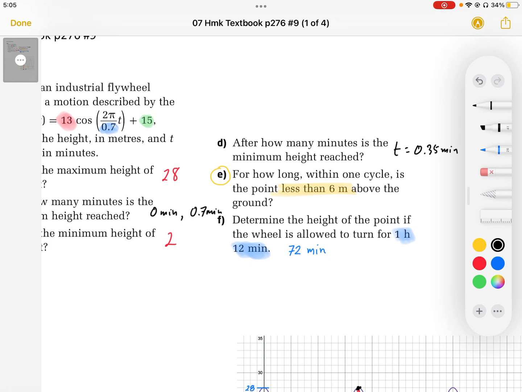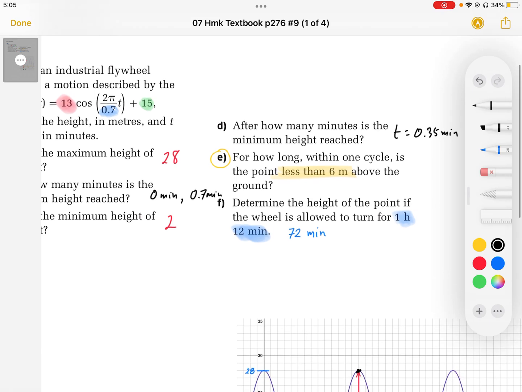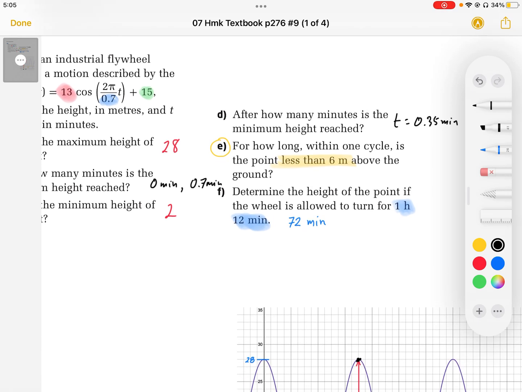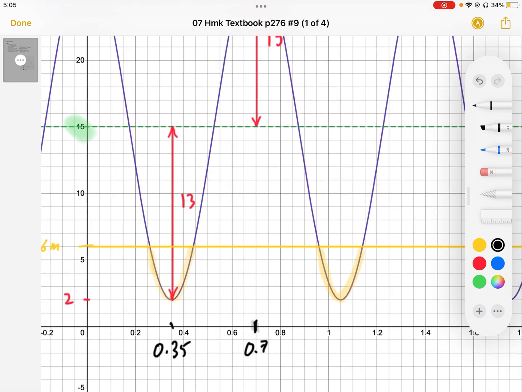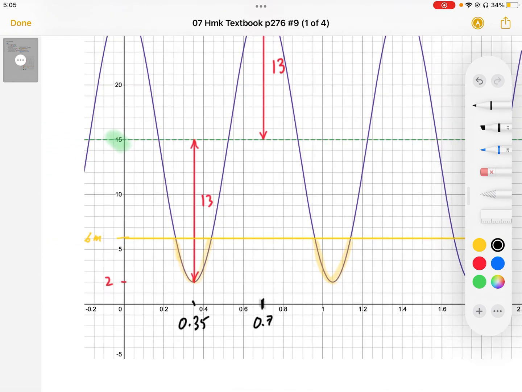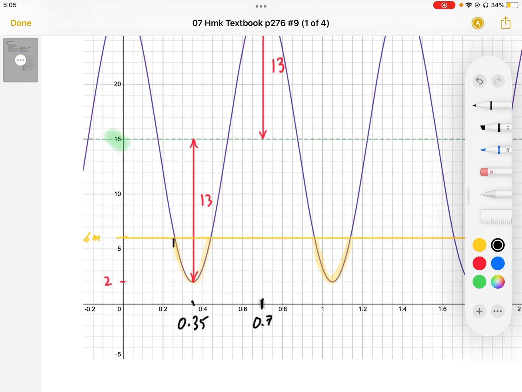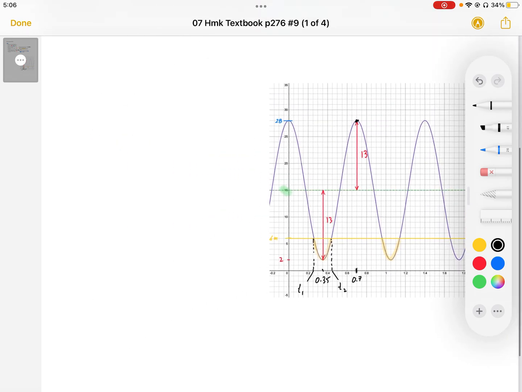Part E says, for how long within one cycle is a point less than 6 meters above the ground? Taking a look at E, 6 meters I've marked in yellow, and we want to know the time it's going to reach 6 meters above the ground. So it's going to be at approximately here, trace that down, from here to here. What we want to do is find these two times, which we're going to call T1 and T2. To do that, we need to set up an equation.